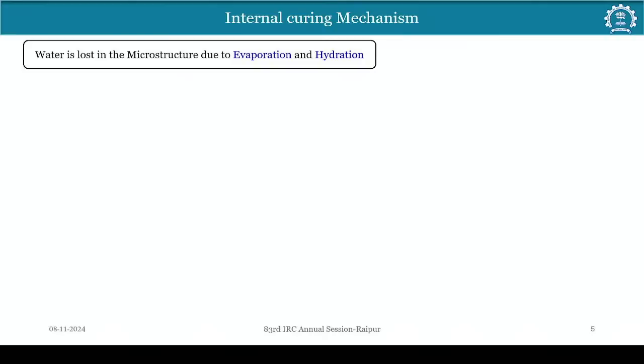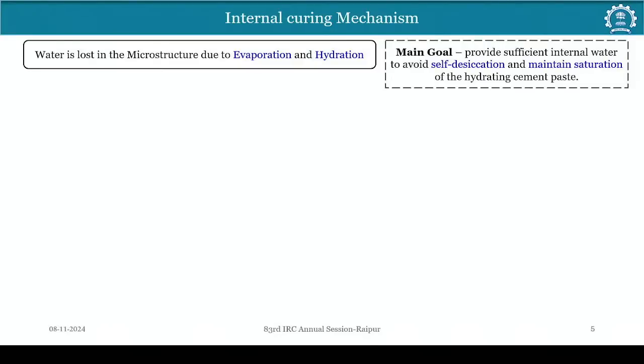So first, water is lost within the concrete pavement. The first cause is the hydration that is taking place. The second is evaporation. As we know, the concrete pavement area-to-volume ratio is high, so when it is open to the surface, evaporation takes place tremendously compared to other pavements.